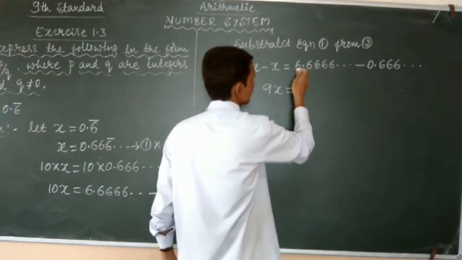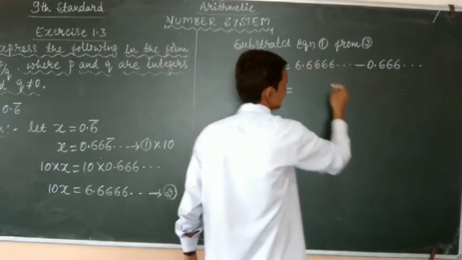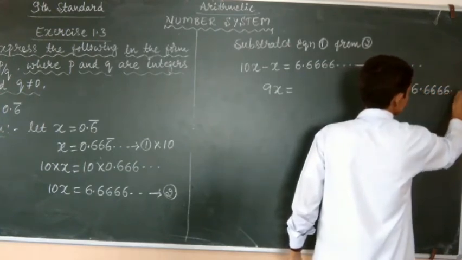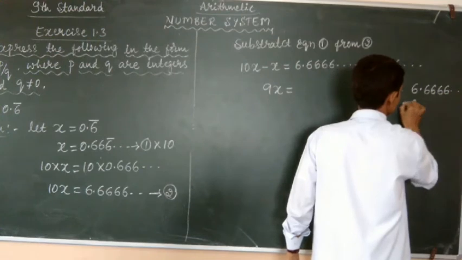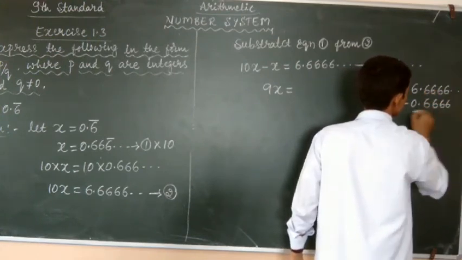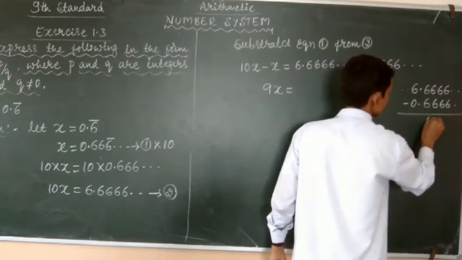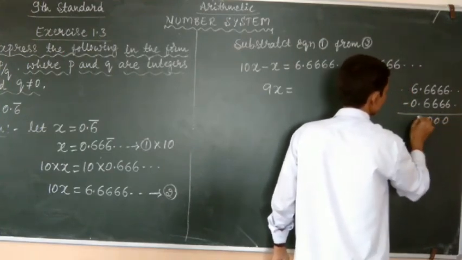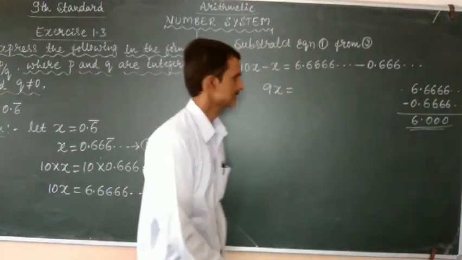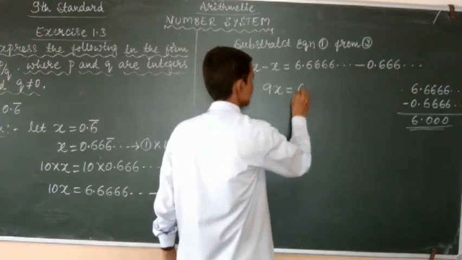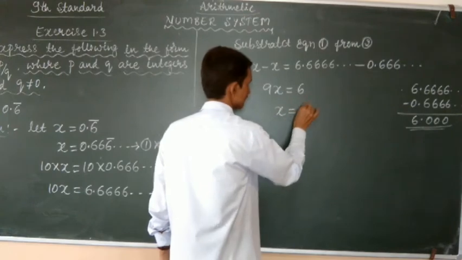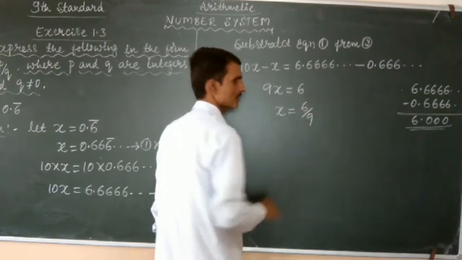If you subtract 6.6666 etc. minus 0.666 etc., you will get 0.000 and here it is 6. That means you will get 6. So 9x equals 6. So this will become x equals 6 by 9.